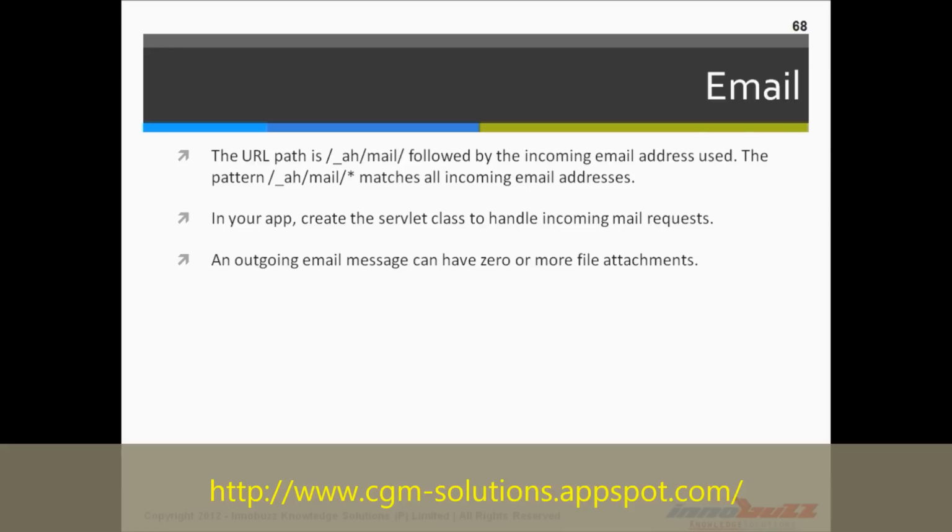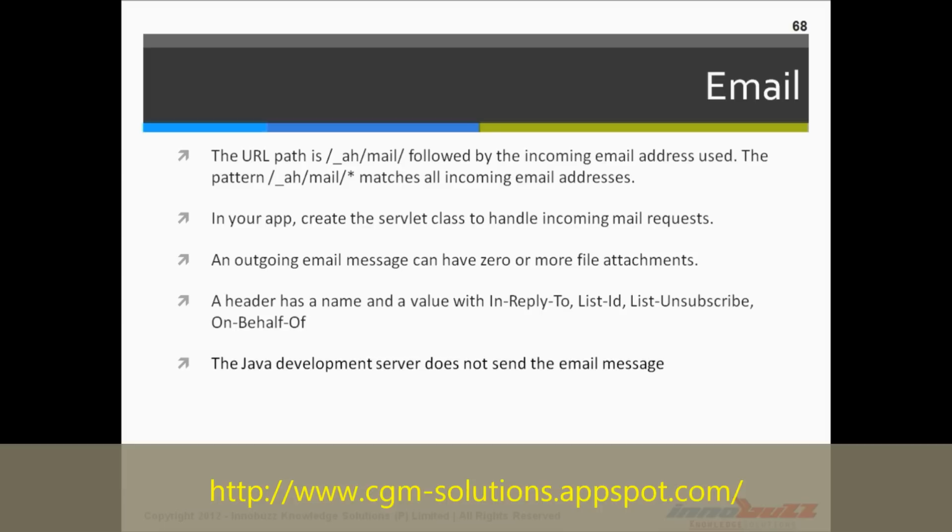Outgoing email messages can have zero or more file attachments. A header has a name and a value, such as In-Reply-To, List-ID, List-Unsubscribe, and On-Behalf-Of parameters. The Java development server doesn't send the email messages. Only the App Engine after deployment can send mail. App Engine uses the DKIM protocol to authenticate the sender's domain.